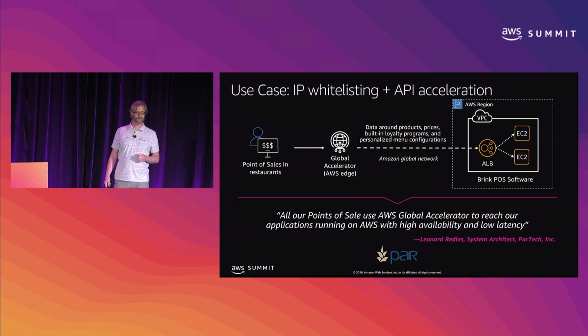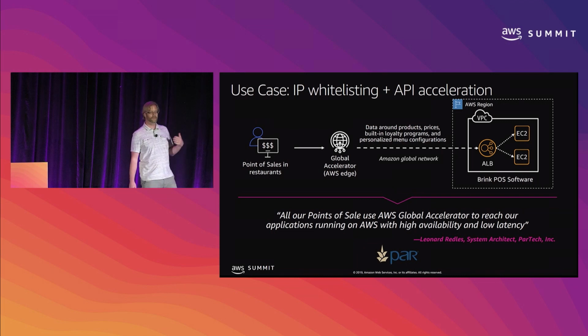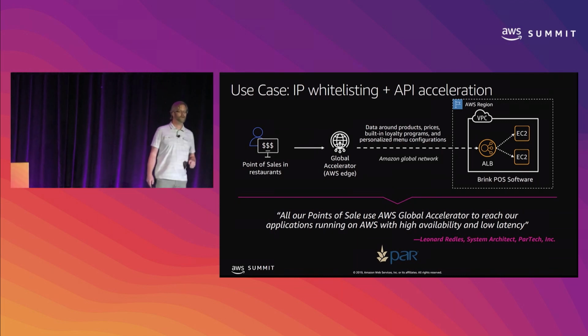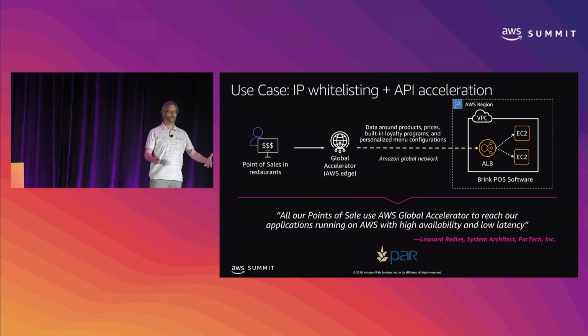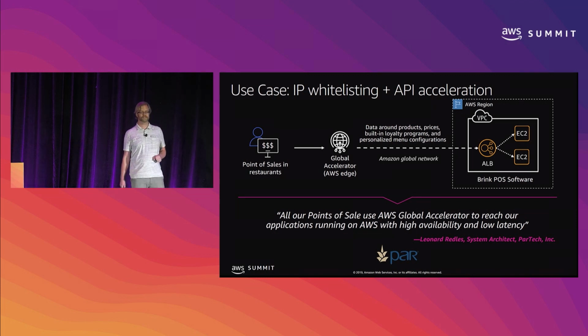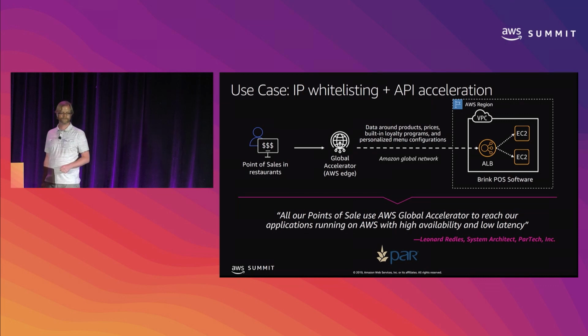IP whitelisting for our friends at PAR. I was just talking before about our point of sale services. These guys, they don't have to reconfigure or go back to all of their clients if they upgrade or do something new to their workload. They just preset it. IP addresses stay the same. Same thing, they have the advantage of the different points of presence, stay on the Amazon backbone, all as well.